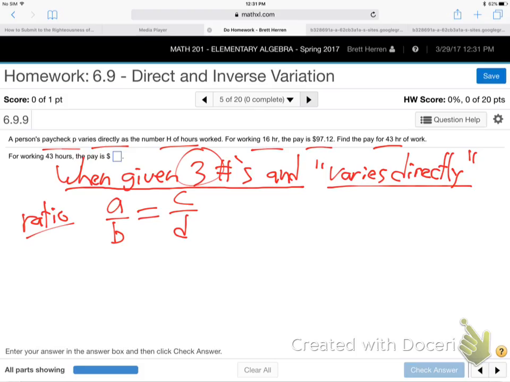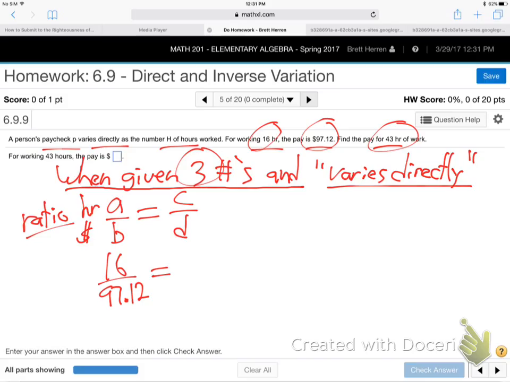All right, so I'm going to do this ratio, and I'm going to put hours over money. You could do it the other way around. It doesn't matter. Remember, it's just like these ratio ones we did last time. So I'm going to go 16 hours is 97.12.